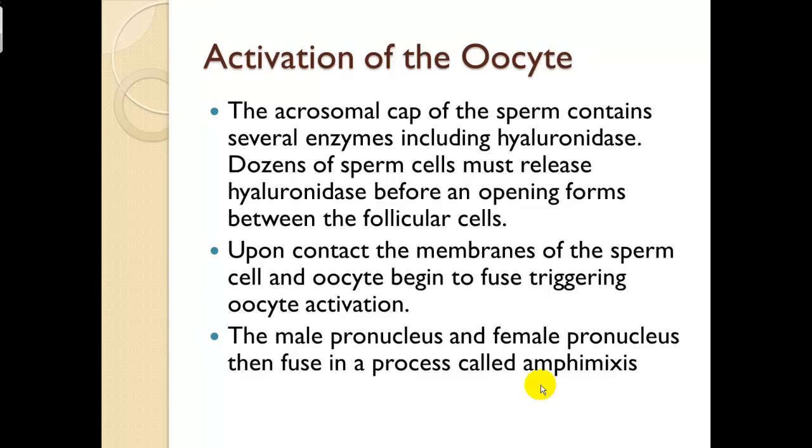And this is essentially a secretion that occurs on the outside of the oocyte, and it'll allow for the sperm to enter inside and fertilize the cell. Upon contact with the membranes, the sperm cell and the oocyte begin to fuse, triggering oocyte activation. The male pronucleus and the female pronucleus then fuse in a process called amphimixis.